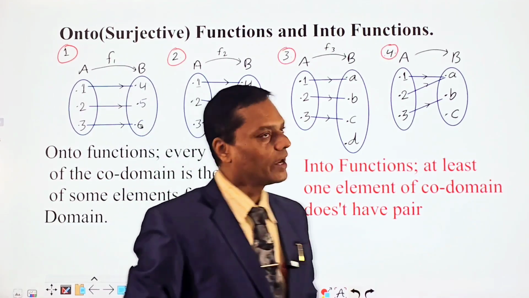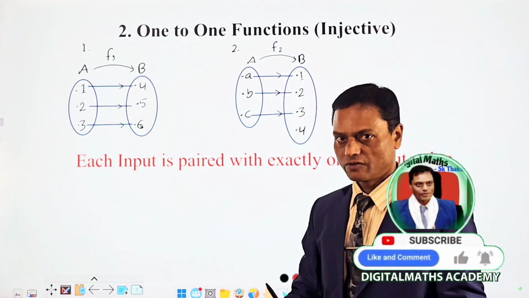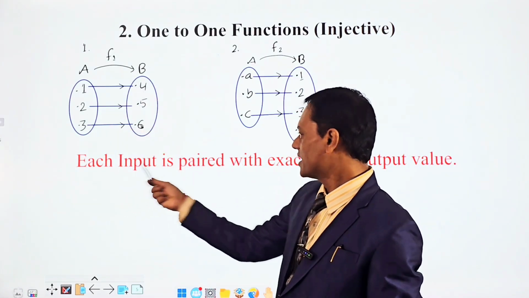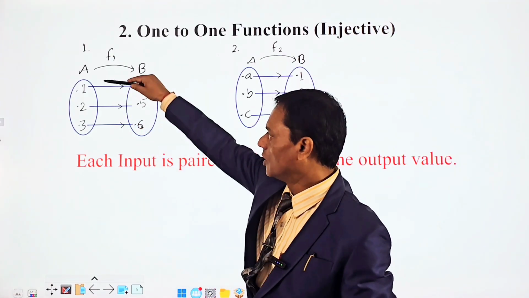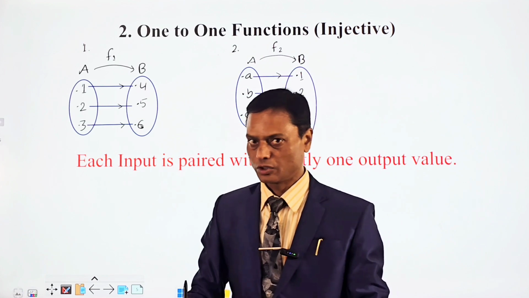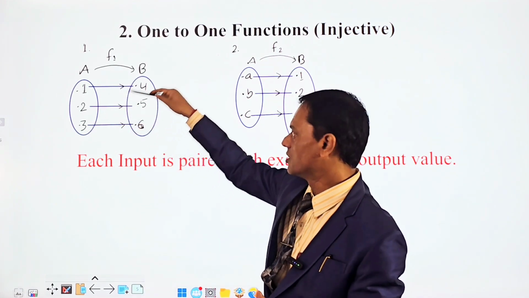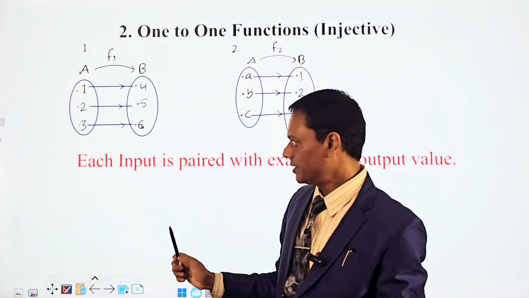Moving forward, we have one-to-one functions, that's injective. One-to-one function means injective. In one-to-one function, each input is paired with exactly one output value. So 1, 2, 3 are inputs and 4, 5, 6 are outputs. Each input has only one single output.